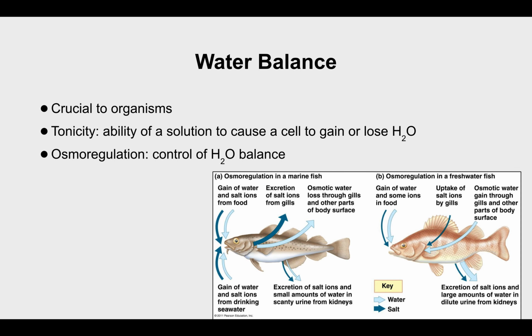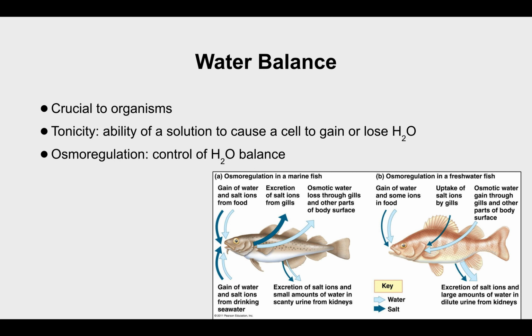So water balance is really critical for all organisms, including ourselves. I put an image of some fish here, and depending on what organism you are, you might be osmoregulating, which is the control of your water balance, slightly differently. For example, in a marine fish, there's going to be excess salts around it in the water, so water is going to want to leave its body.